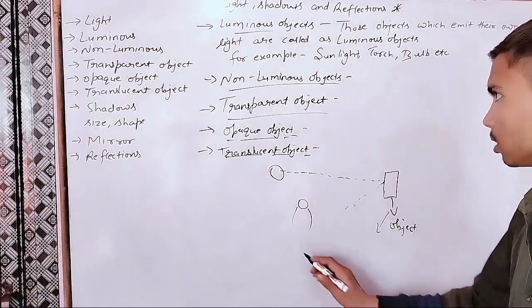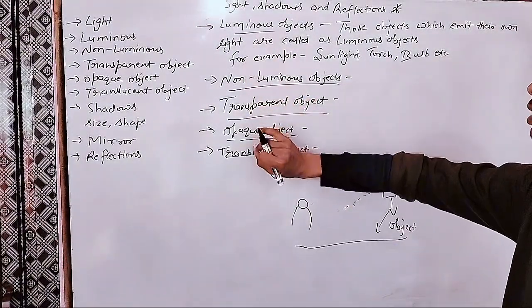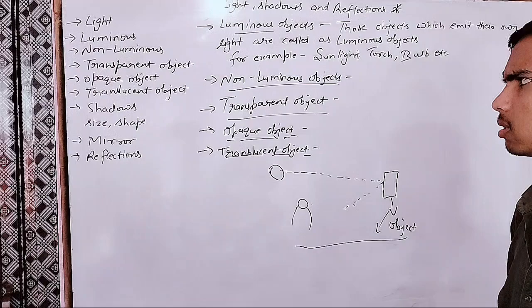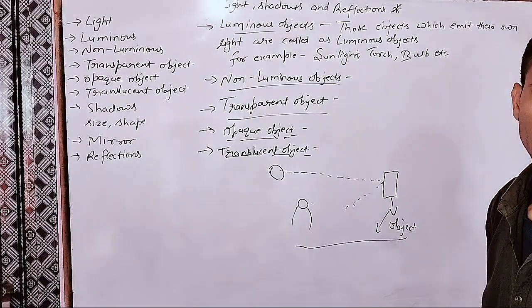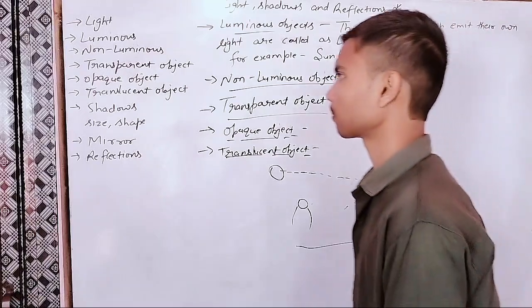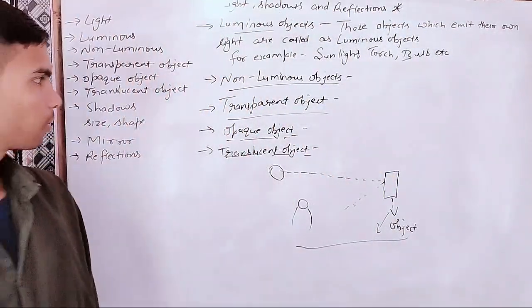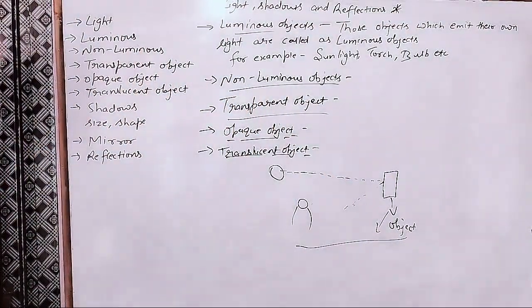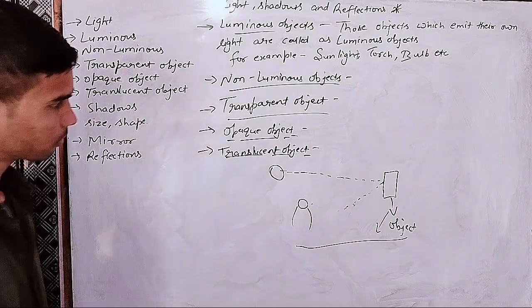So this type of object is considered a translucent object. Clear? Now we understood luminous objects, non-luminous objects, transparent objects, opaque objects, and translucent objects. We understood a lot of new words. I think we should move on.